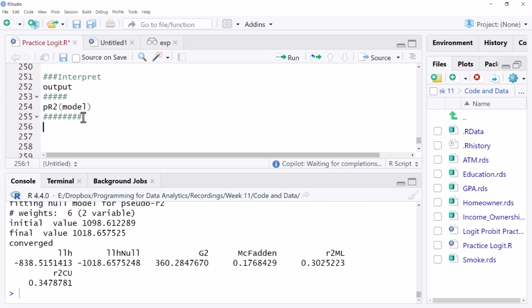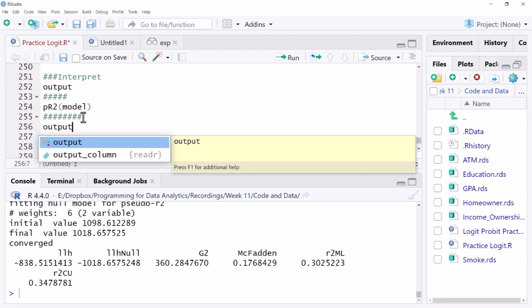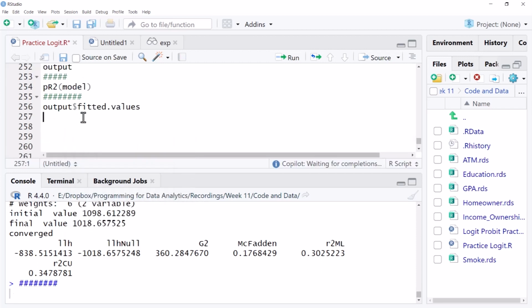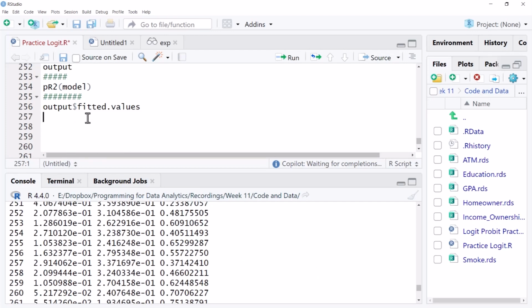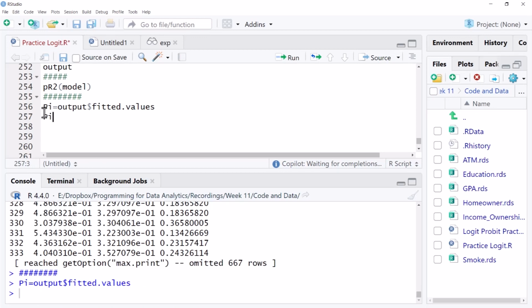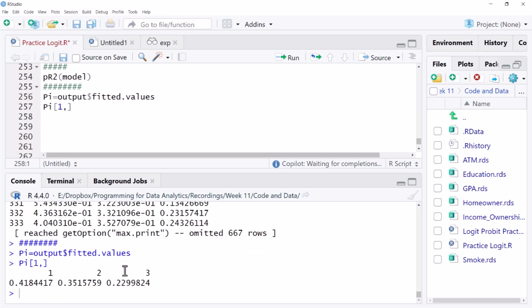So first I'll check the fitted probabilities. The way to do it is output dollar fitted values. So these are the probabilities, and there are 1000 observations for each of the probabilities. For example, let's call it probability pi. Let's suppose I want the probability for the first observation, so the first row. Now you can see as per this fitted value, the first case would most likely have been one, because it has 41%.